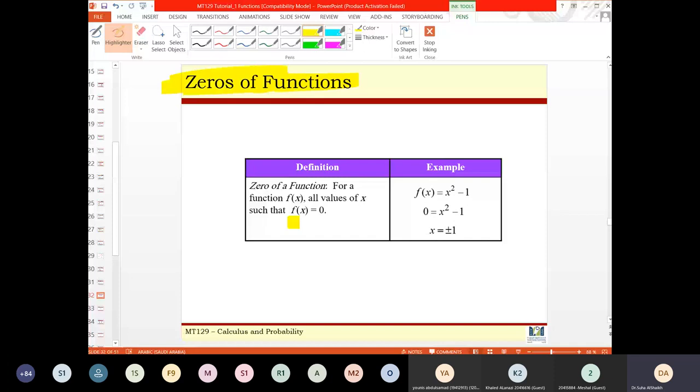So for this example, the function is f of x equal to x square minus 1. If you remember last time قلت لكم في شيء اسمه equation وفي شيء اسمه function صح؟ This function cannot be solved. I can put x, get value of y. اتفقنا؟ If I make this into x square minus 1 equal to 0 صارت equation. It became an equation and it can be solved.